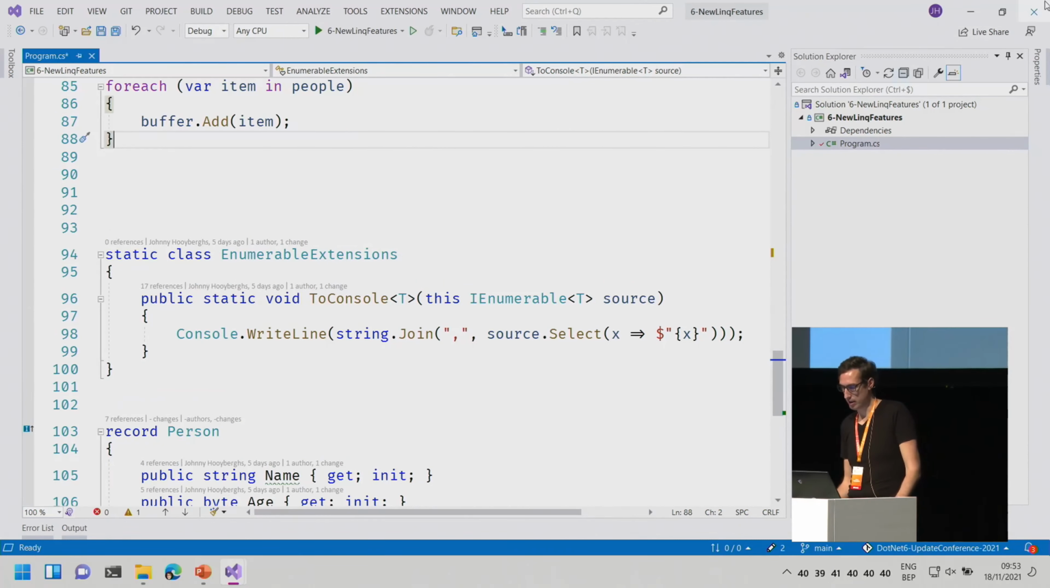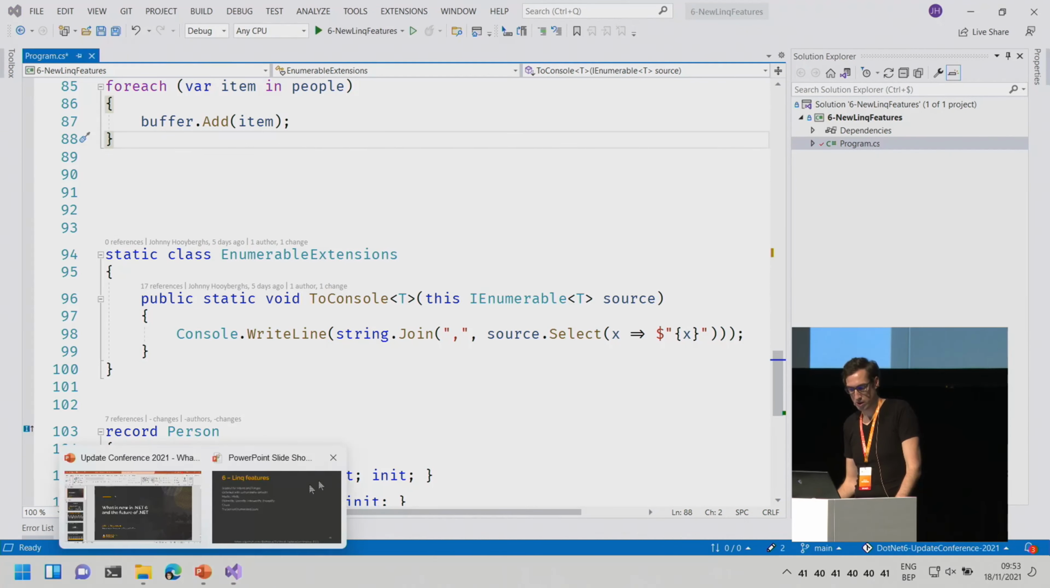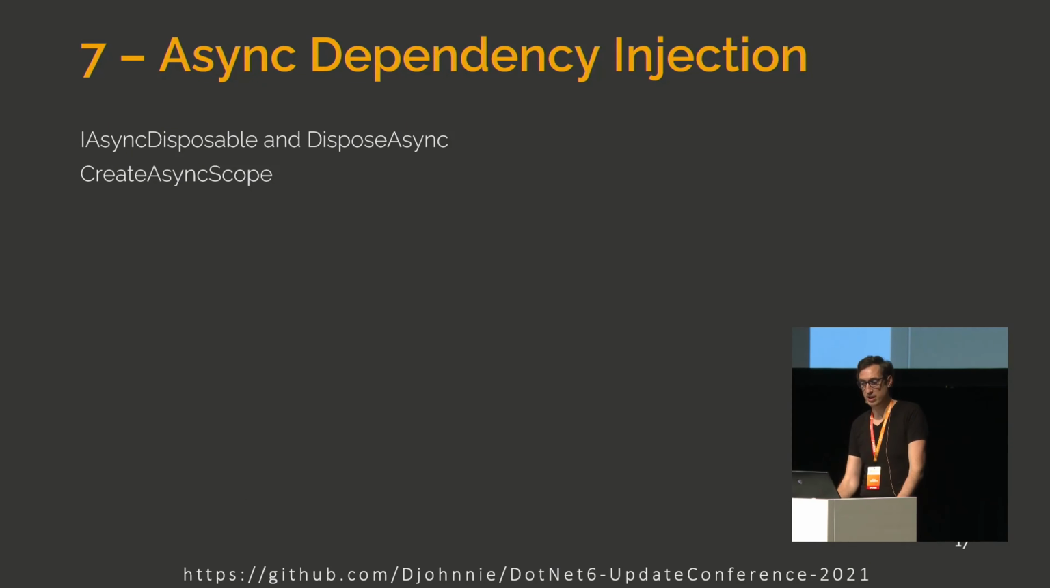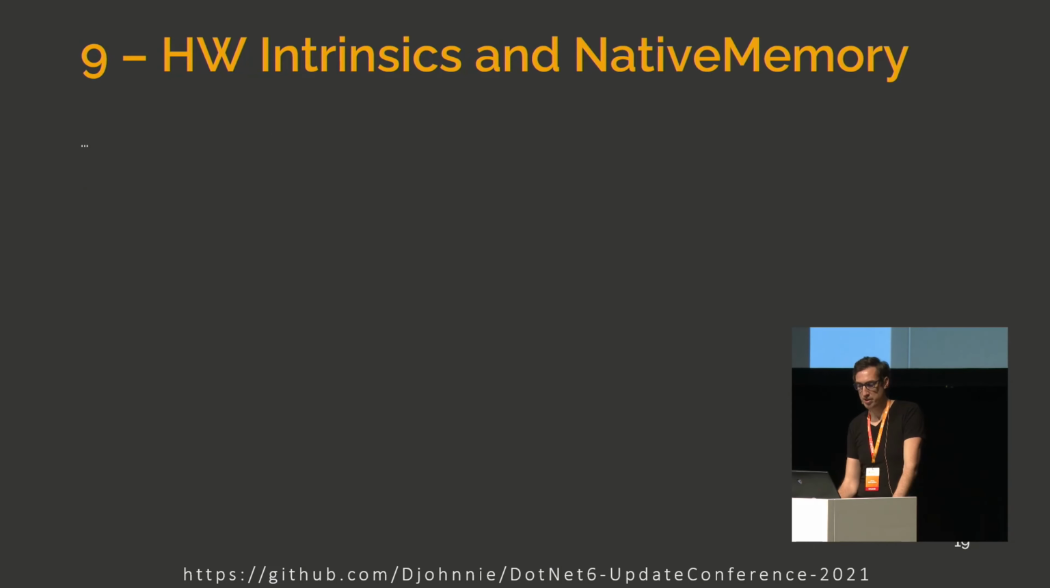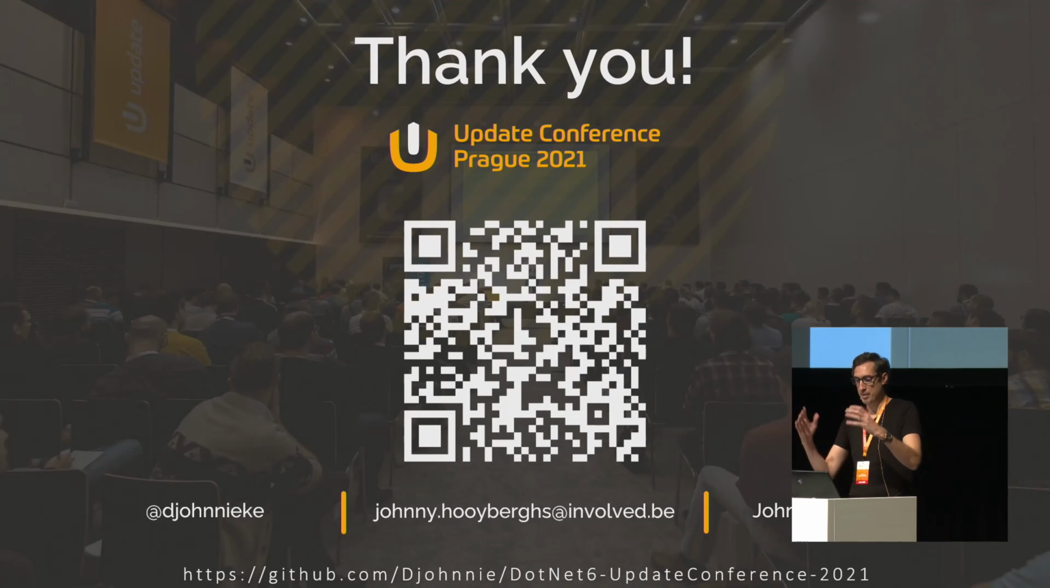Yeah, and that's nothing to add. So with that, there's about 7 minutes remaining. So I'm just going to shut up. I had some async dependency injection, which is very simple. Just look at my example. You can now do async disposable, and you can dispose of services in your dependency injection by doing await CreateAsyncScope. I had some examples for source generators, and I had some examples for hardware intrinsics. And with that, I'm at the end.